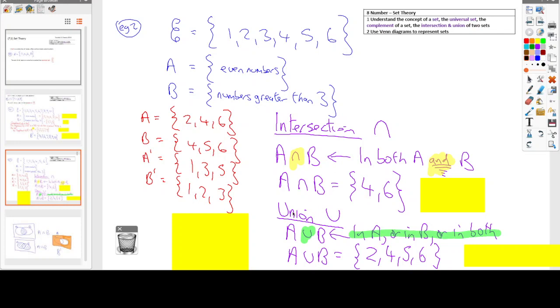The other term we need to learn is union, which is like a U. Now, A union B is all the members that are in either A or in B or in both. So what's in A or B or both? Well, that's the 2, 4, and 6 from A, and also the 5 from B, so 2, 4, 5, 6. You don't go and double count the numbers that are in both.